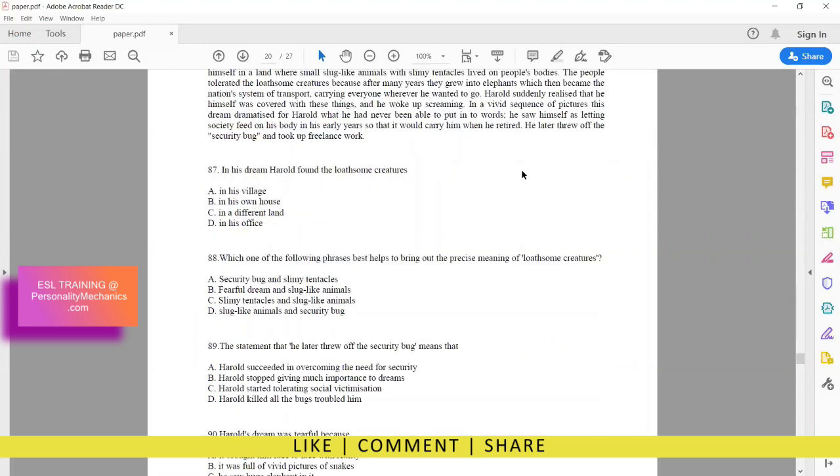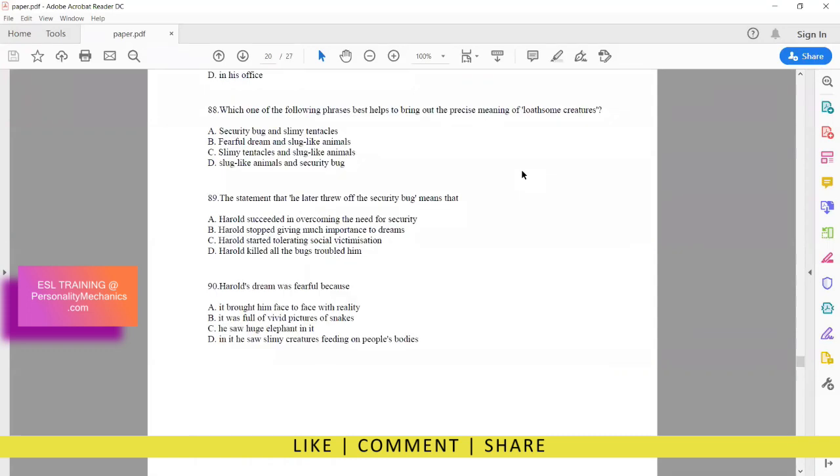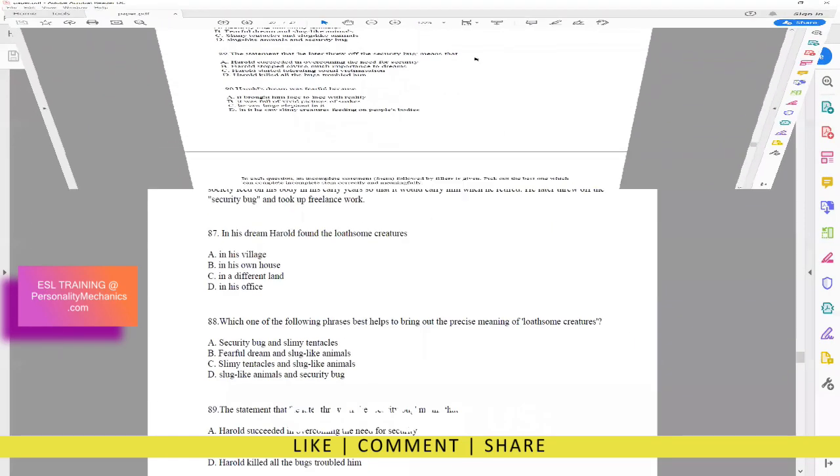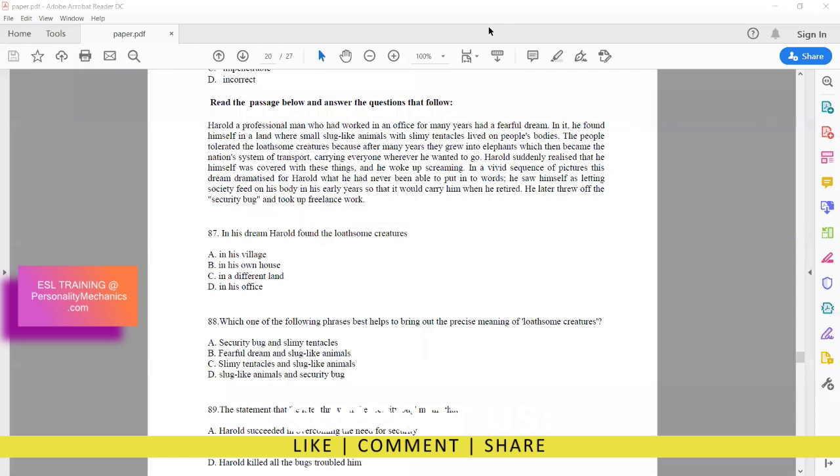Next question says, 89. The statement that he later threw off the security bug means that, what does it mean? The last line. Do you see that? He saw himself as letting society feed on his body in his early years so that it would carry him when he retired. He later threw off the security bug and took up freelance work. What do you mean by this? This is what the whole question is about.